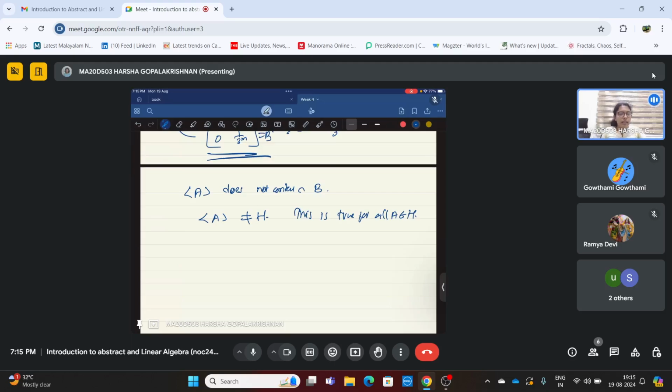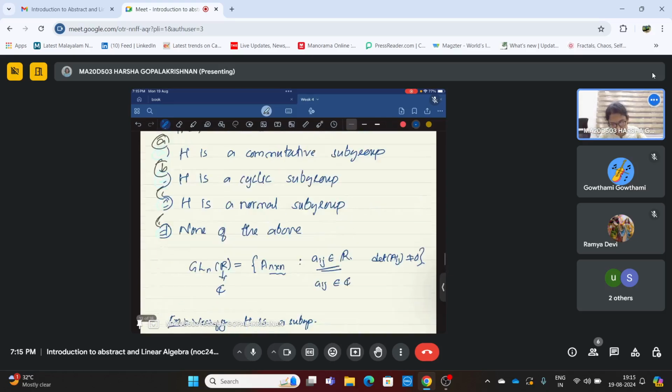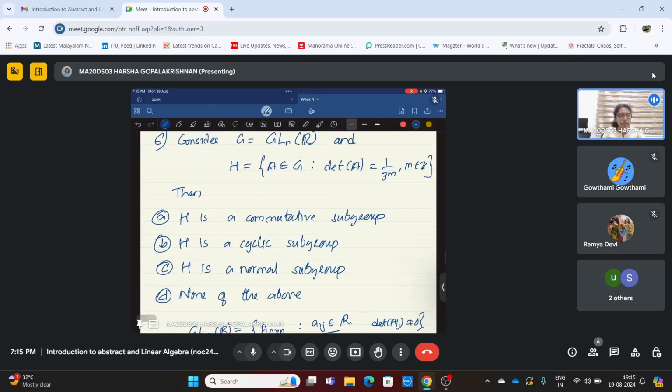So what we can say, it is not cyclic. If it is cyclic, we are obtaining a contradiction. We are obtaining an element which is not generated by this a. Okay, so in this case, we can say it is not a cyclic group also. Any doubt in that one? Anyone?